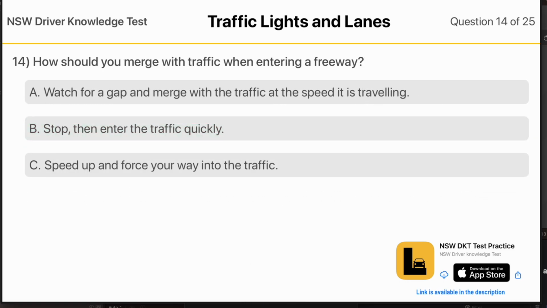How should you merge with traffic when entering a freeway? Watch for a gap and merge with the traffic at the speed it is traveling. Stop, then enter the traffic quickly. Speed up and force your way into the traffic.